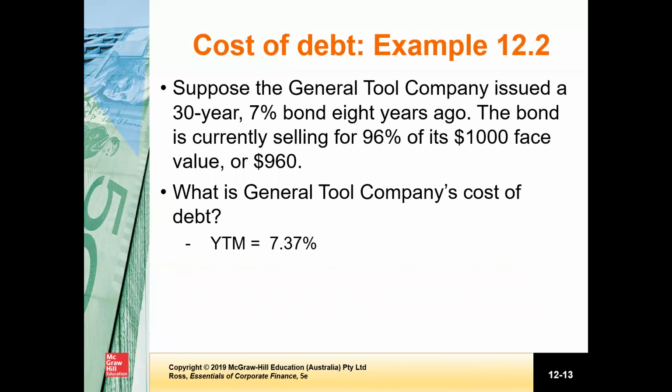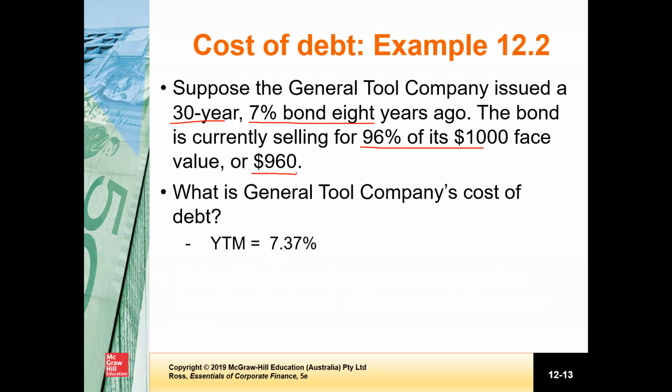So look at this example. Suppose the General Tool Company issued a 30-year 7% bond 8 years ago. So the bond maturity is 30 years, and the coupon rate is 7%. The bond is currently selling at 96% of its $1,000 face value, which is $960. So the maturity value is $1,000 and the current price is $960.